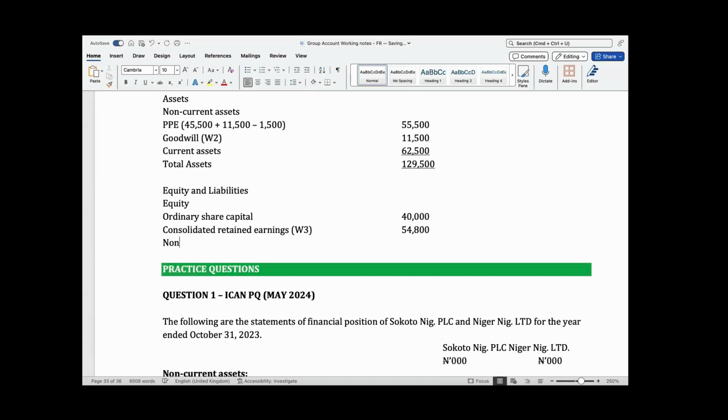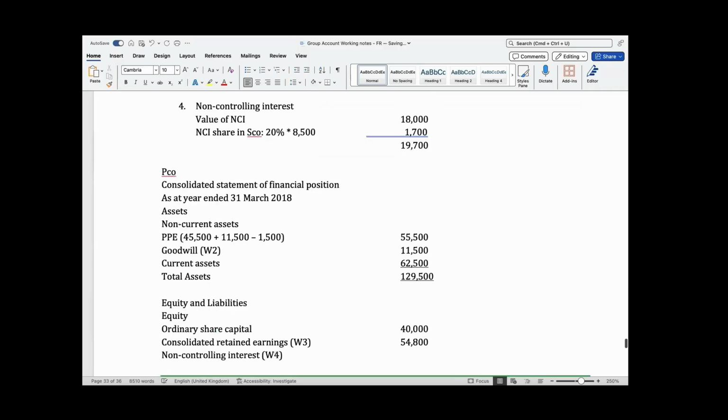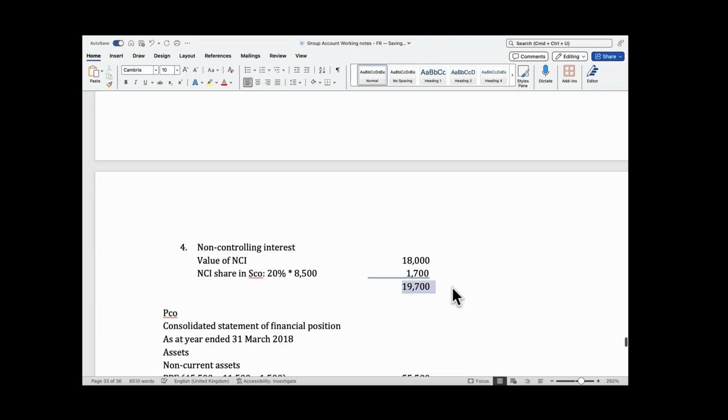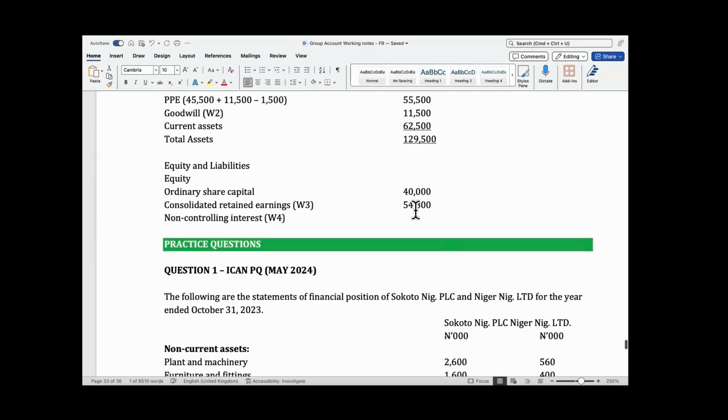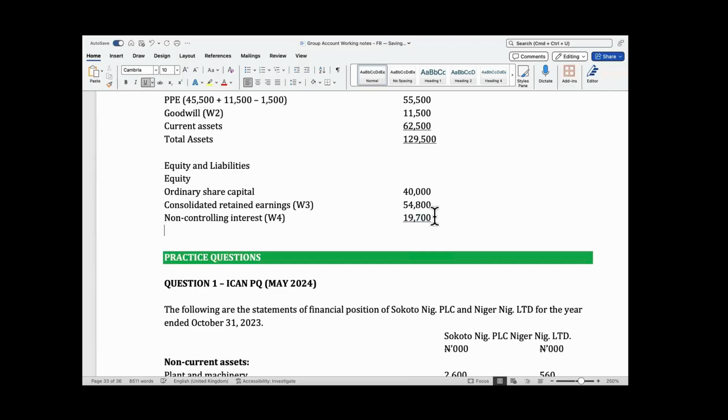Then non-controlling interest is, workings 4, which is 19,700. So what's the total here? Can you please add it? 114,500.